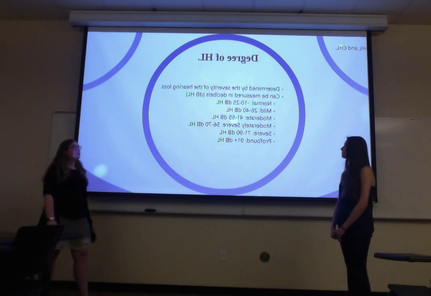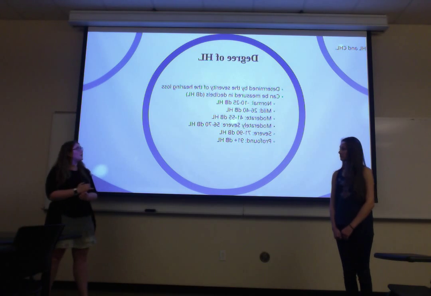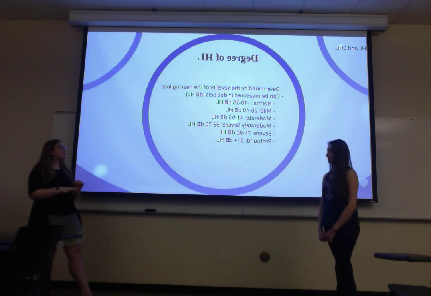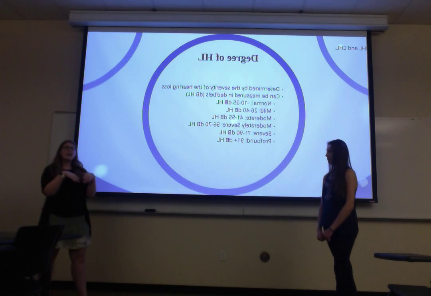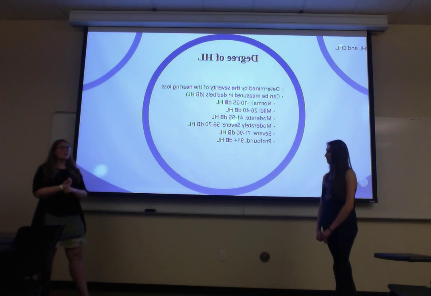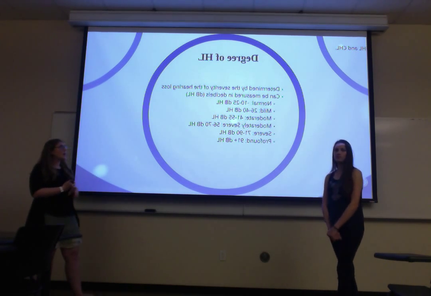The next one is the degree of hearing loss. This is determined by the severity of the hearing loss that you have. This is measured in decibels. When you see it notated, it's going to be a small d, big D, and then a big HL. There are multiple categories of the degree. The first one is normal. This is 10 to 25 decibels of hearing loss.